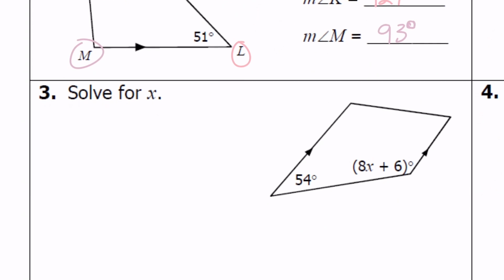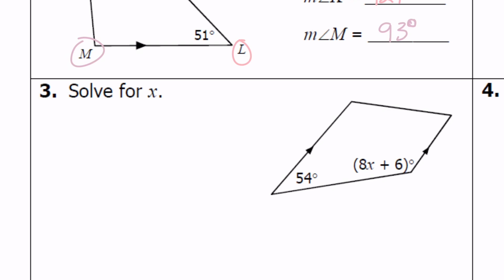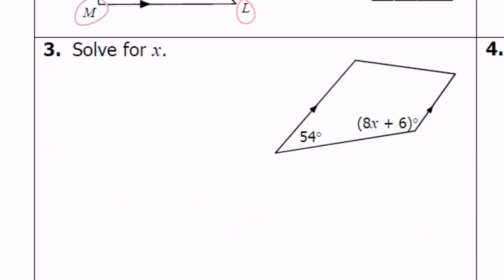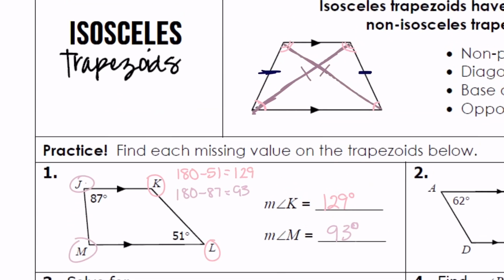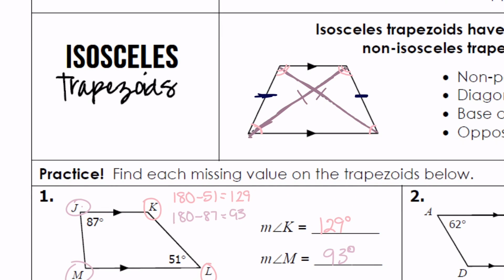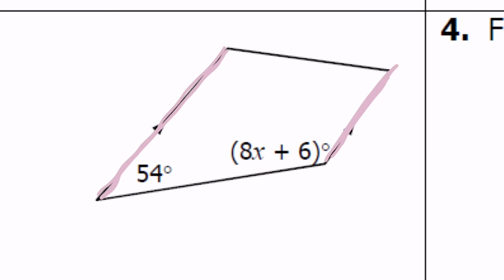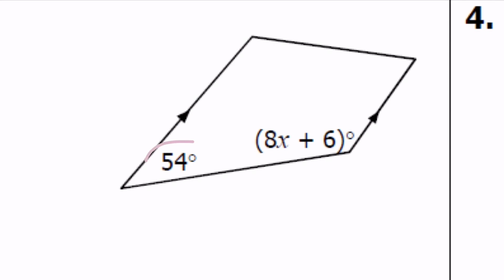On number 3. So, again, here's my parallel lines. Our drawing doesn't always have to be up and down. It also doesn't always have to look something like this. We're used to seeing trapezoids looking like this. However, they don't always look like this. This is still a trapezoid because it has two parallel lines, two opposite parallel sides. That's what I mean. So remember, again, consecutive angles between the parallel lines are supplementary.